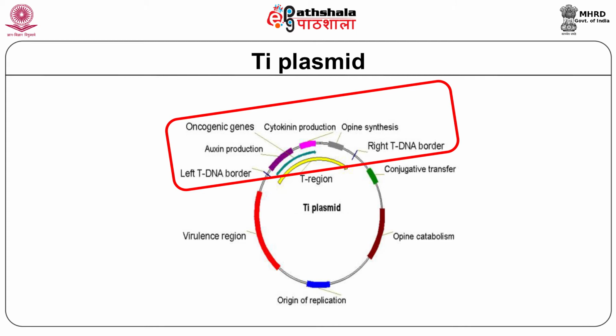Details of the transformation process will be dealt with in another module. The tDNA region which is transferred to the host plant is bounded by the left and right borders, which consist of imperfect direct repeat sequences of 25 base pairs. Within the border are genes involved in auxin and cytokinin biosynthesis called oncogenes and genes involved in opine synthesis. The tDNA region is cut at the borders and single-stranded DNA is transferred to the host plant.